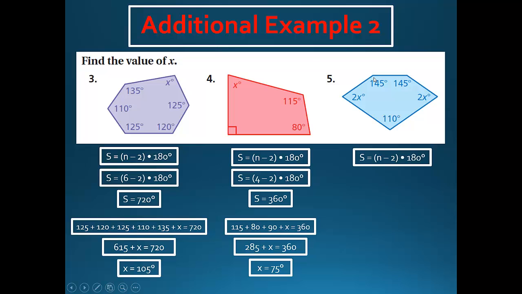So we're going to have S equals the quantity 5 minus 2 times 180 degrees. And 5 minus 2 equals 3, and 3 times 180 is equal to 540. So S equals 540 degrees.